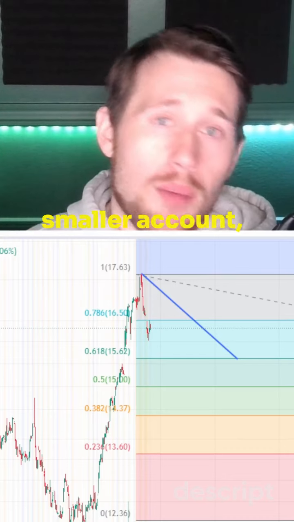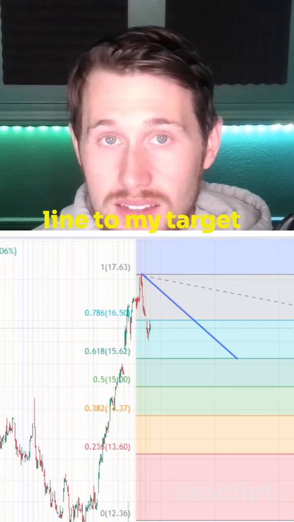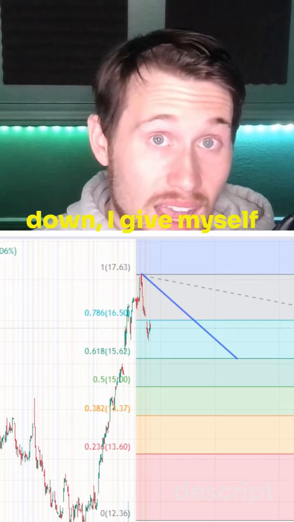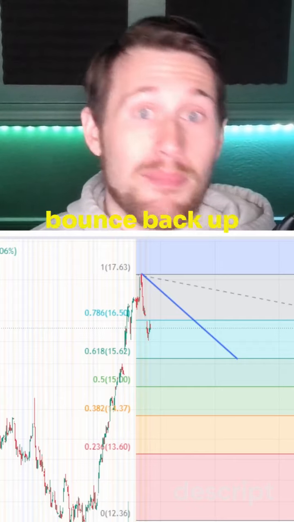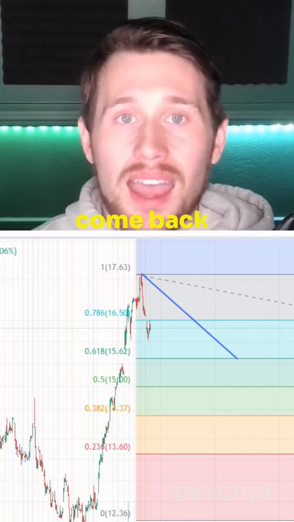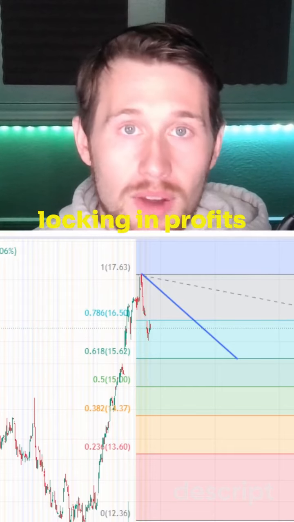And in a smaller account, I'm probably going to need to do more micromanaging. There's going to be a straight line to my target when I have a larger time frame like this. So if I'm rolling down, I give myself some more room to do some more managing on that. This decides to bounce back up and make a double top. Hey, I'm not losing much on the way in, and then I can come back and maybe even reset my original position, constantly making sure that I'm locking in profits along the way.